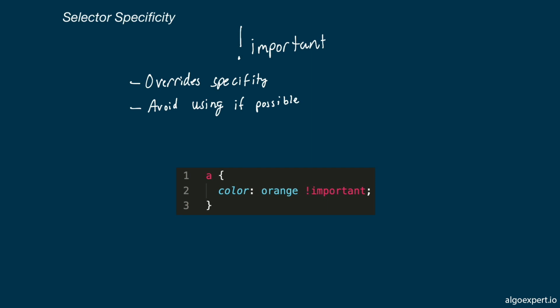But again, this should be seen as the exception to the rule, because for most CSS, when we write the entire thing, we have full control over all of it, and we should be using specificity to our advantage rather than having to go around it. And that said, that's going to be the end of this video on CSS selector specificity.